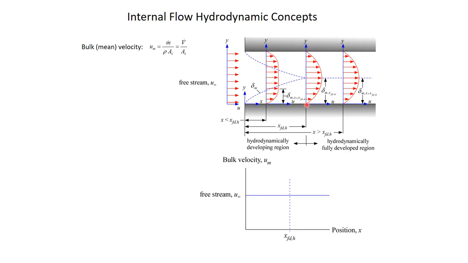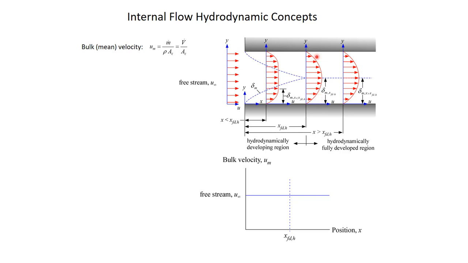Water is flowing through that pipe at everything from close to 0 meters per second at the wall to a value greater than 3 meters per second at the center. So what does the 3 meters per second mean? Well, the 3 meters per second is the bulk velocity. So the 3 meters per second is the single velocity that you can use to calculate what the mass flow rate is, right?